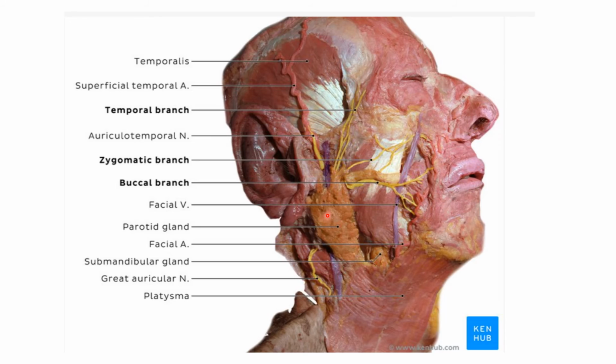If there is any injury to this nerve on one side, there will be a condition known as Bell's palsy. It is a lower motor neuron paralysis of the facial muscles due to compression of the facial nerve in the facial canal.